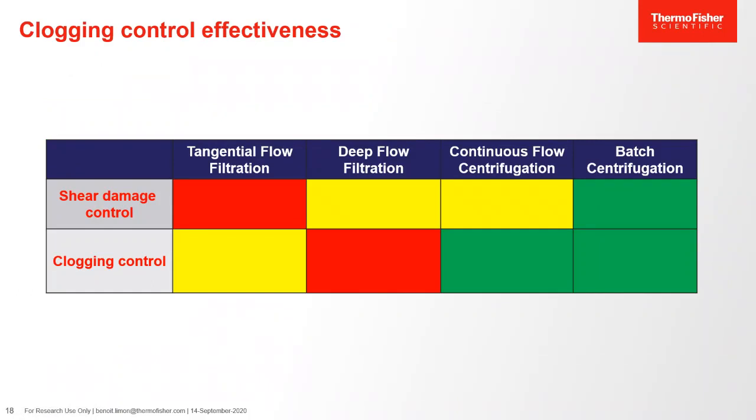Now, referencing back to our table again, the risk of clogging is highest in deep flow filtration, followed by tangential flow filtration. It's not much of a concern, as you can see in what Benoit had just described, when utilizing continuous flow or batch centrifugation.